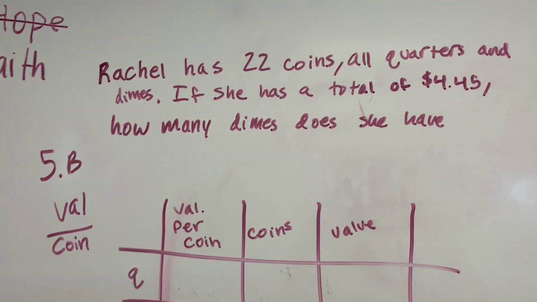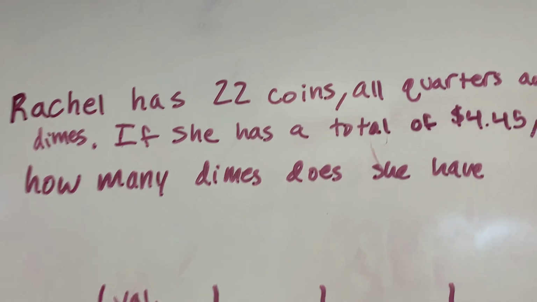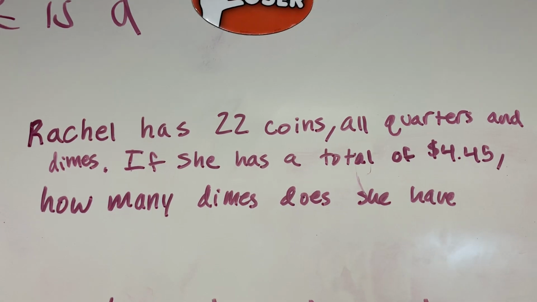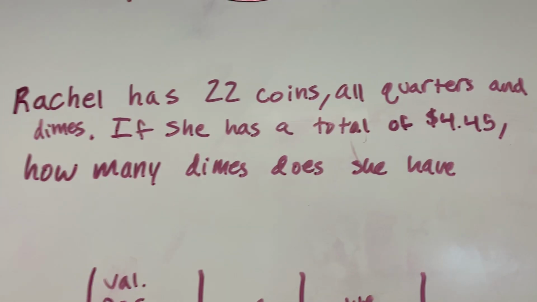Guys, so this is 5B, solving word problems with substitution. Rachel has 22 coins. They're all quarters and dimes. If she has a total of $4.45, how many dimes does she have?